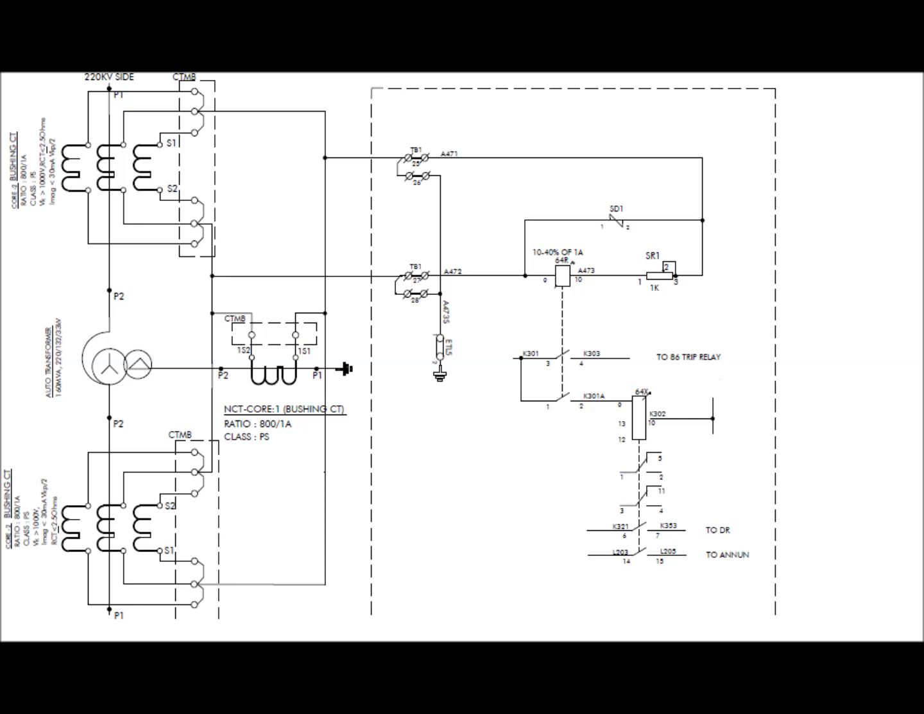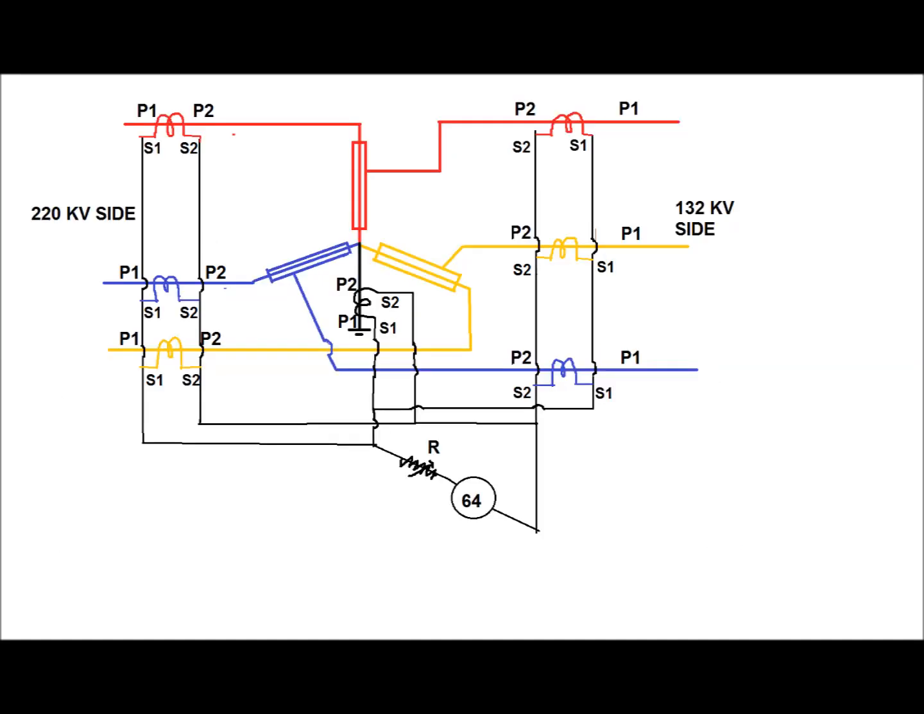Hello friends, today I will discuss the restricted earth fault relay in case of a three-phase autotransformer. In this video we will discuss the REF relay for a 160 MVA, 220 kV by 132 kV three-phase autotransformer. Since in an autotransformer there exists only one winding in each phase, the REF relay is taken from the HV side, LV side and neutral side CT and fed to the REF relay.